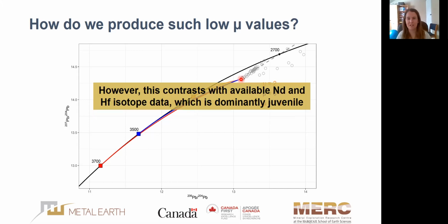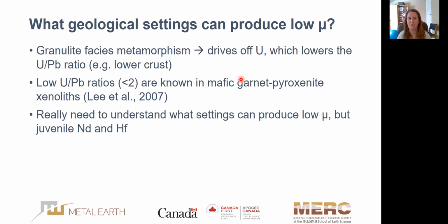However, this contrasts with the available neodymium and hafnium isotope data, which is all dominantly juvenile, which suggests it's more mantle-like, or that it's been sourced straight from the mantle. And then just quickly, there are a few known geological or geodynamic settings that can produce low mu. None of these really explain what we're seeing, so this is something that we're really going to be working on in the near future.